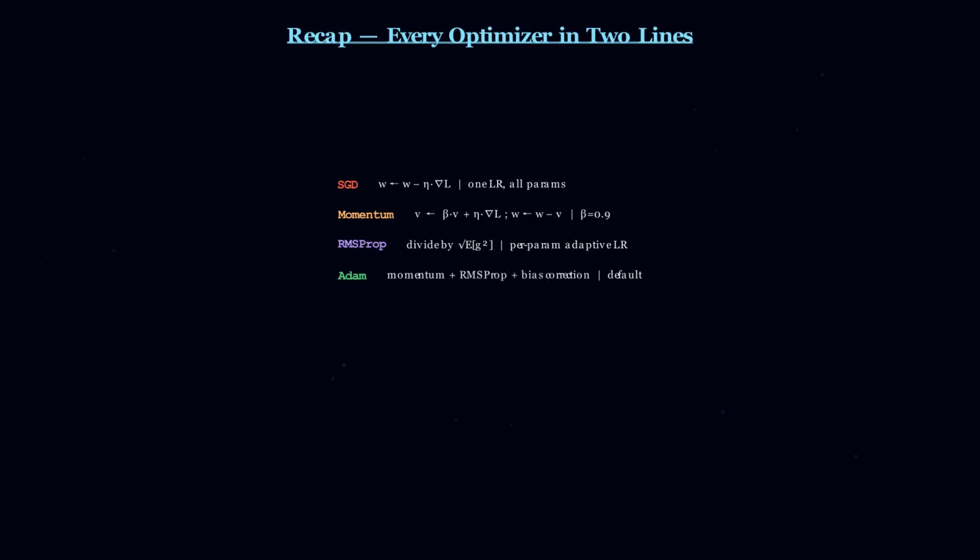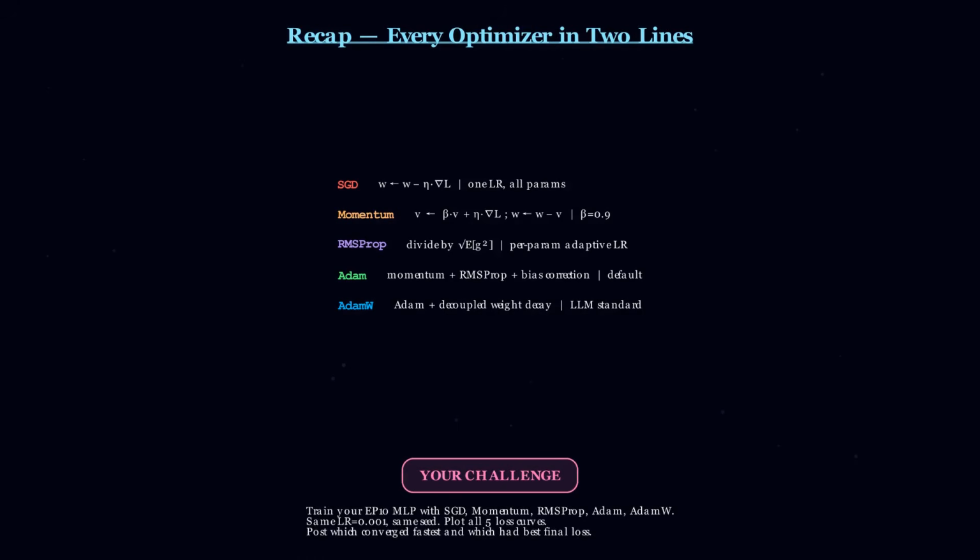Recap. Every optimizer in 1 minute. SGD. Subtract gradient times learning rate. Simple, 1 global LR. Momentum. Accumulate velocity, dampen oscillation, beta equals 0.9. RMSProp. Per parameter adaptive LR via running mean squared gradient. Adam. Momentum plus RMSProp plus bias correction, the default. AdamW. Adam with decoupled weight decay, the standard for transformers and LLMs.